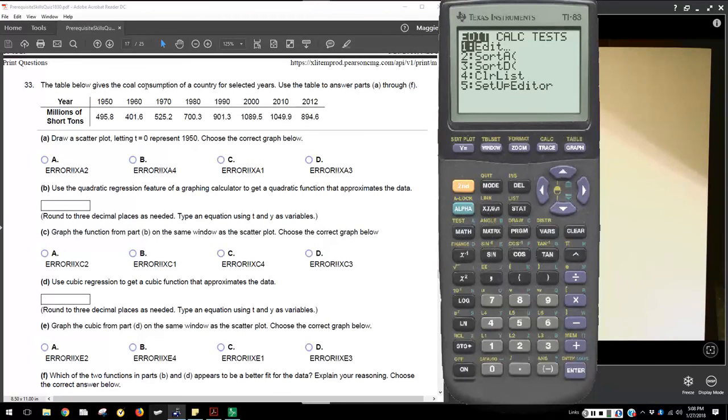The table below gives the coal consumption of the country for selected years. Use the table to answer parts A through F. We're going to go back and change these years. We would use 50 for 1950, so I'm just going to delete 1940, and I have 50, 60, 70, 80, 90. That's 2000, that's 2010, and 2012 would be 112 years. And then my millions of short tons I'm going to type in.